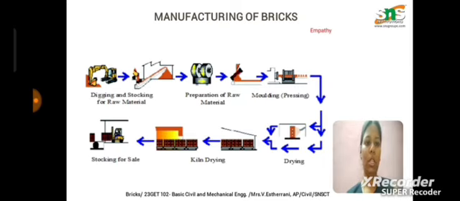First one is the digging and stocking for raw materials. Basically, the bricks have the raw materials like silica, alumina and lime. The silica is around 50-60 percentage. Next one is alumina is around 20 to 30 percentage, and lime is less than 10 percentage. These are the raw materials that are used for the bricks.